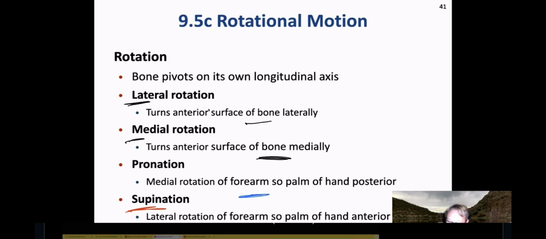If I'm doing supination, think about it this way. I'm scooping soup. Supination is like the palms going anterior versus pronation is pouring it out. So if I'm doing pronation, my palms end up going posterior. And again, this would be down by the side.